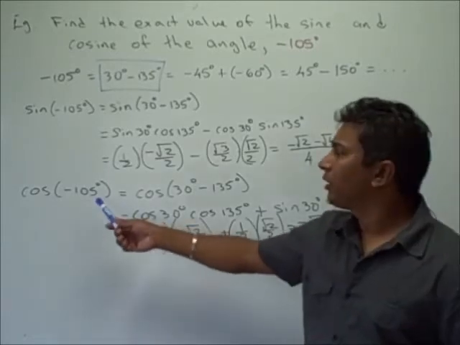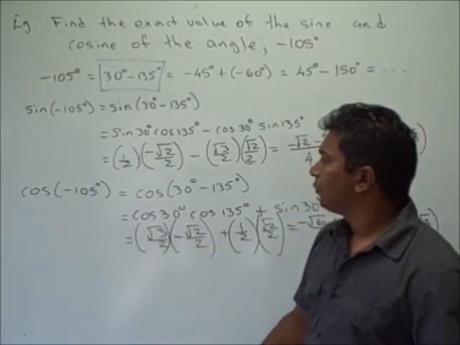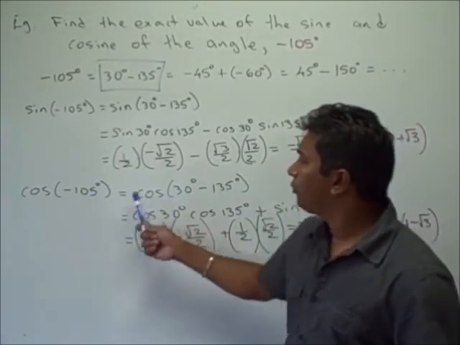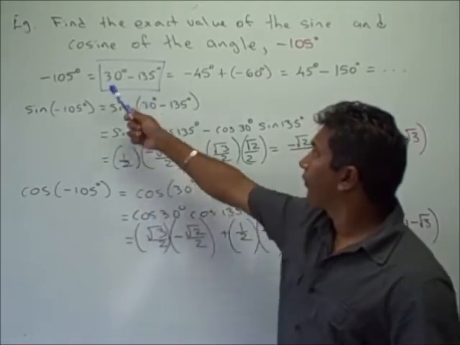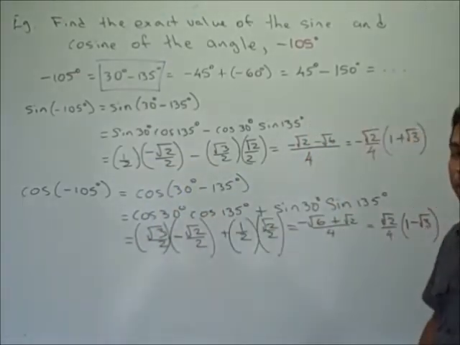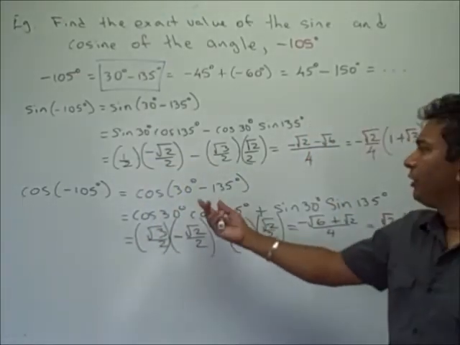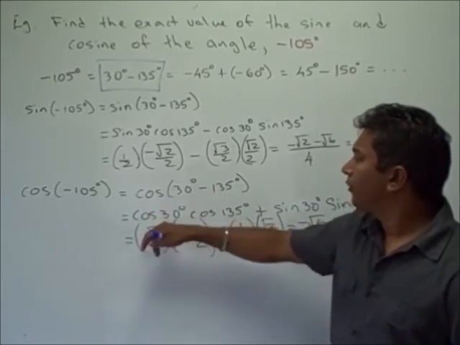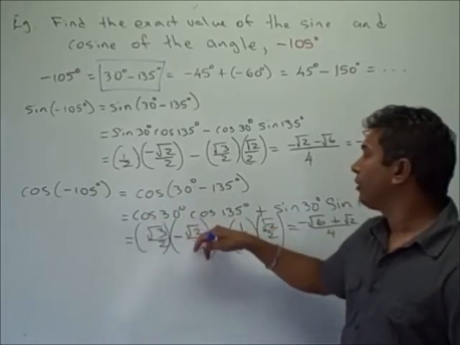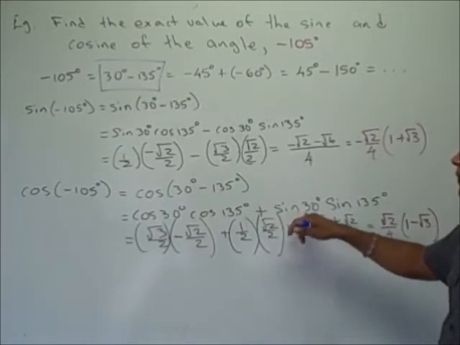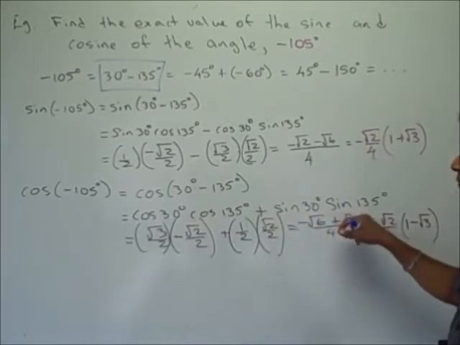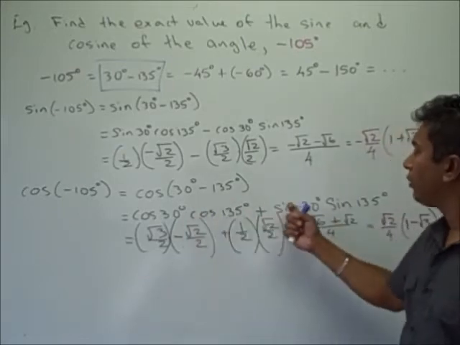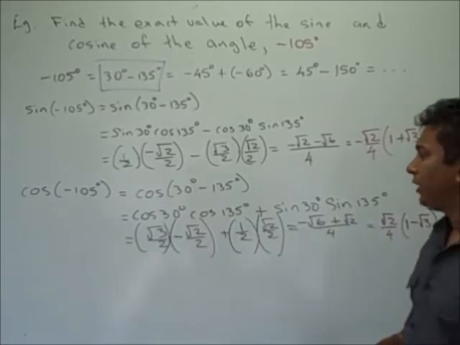To find the cosine of negative 105, we know the cosine of negative 105 is the same thing as the cosine of 30 minus 135. For our difference of cosine, we know it's cosine of 30 times the cosine of 135 plus the sine of 30 times the sine of 135. From our unit circle, we can get the corresponding values for all these angles.